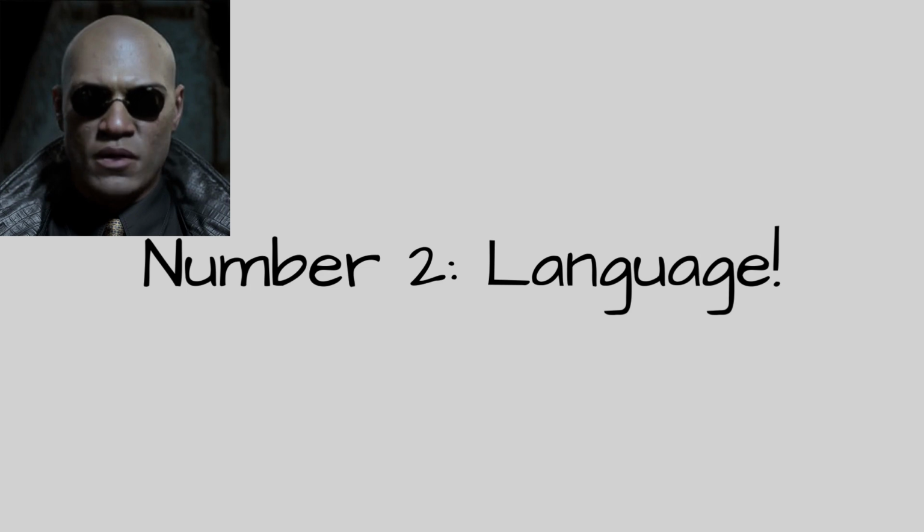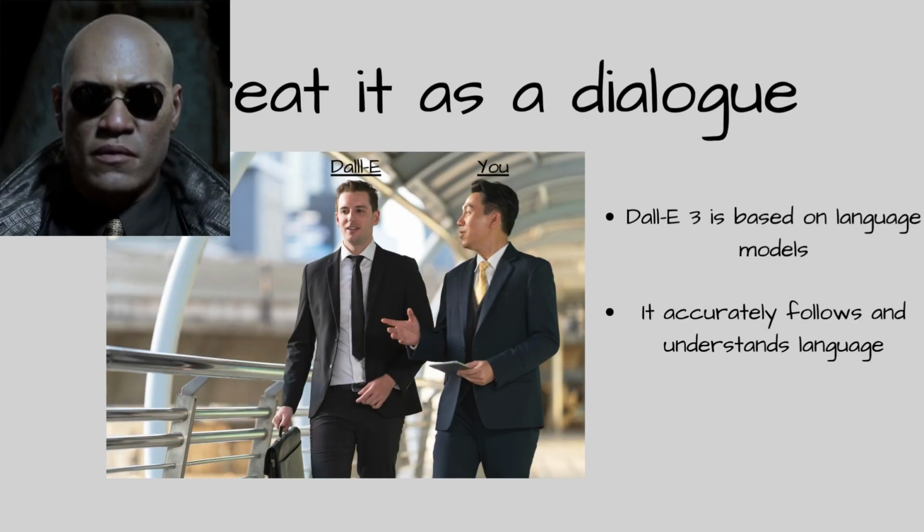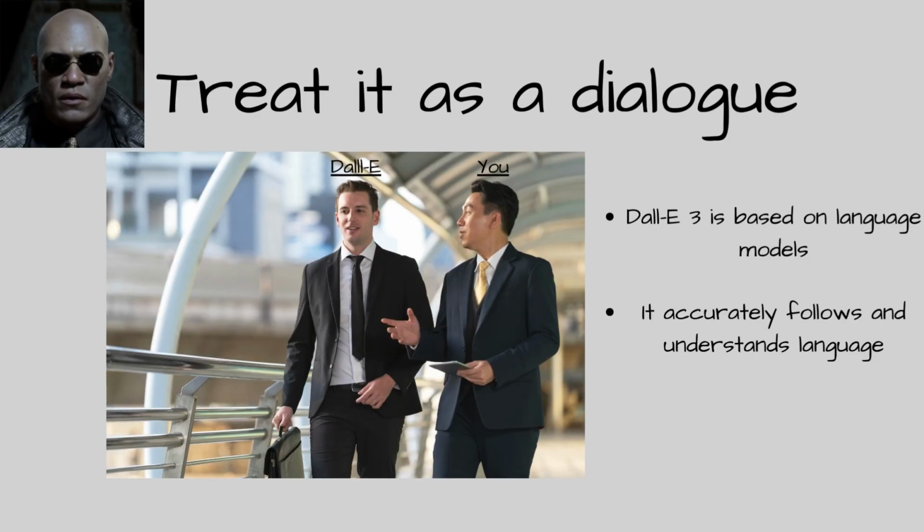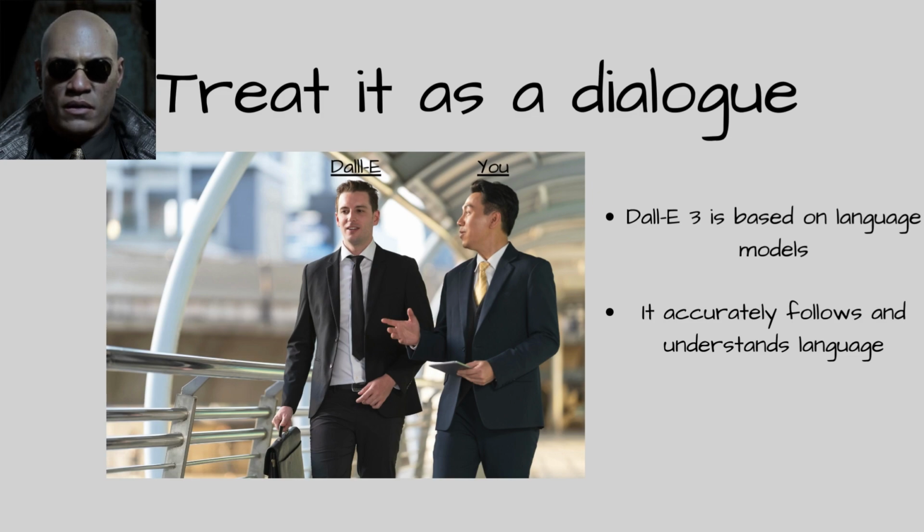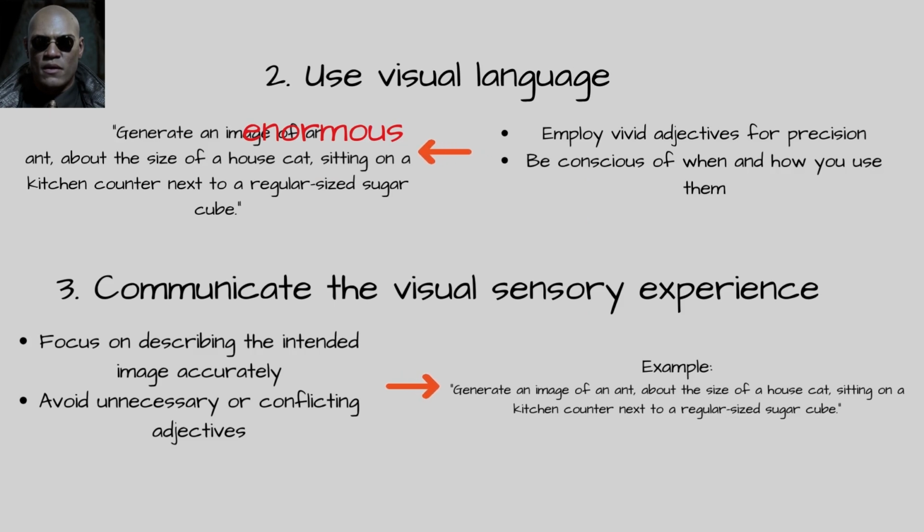Number 2, language. People forget DALL-E 3 is partially based off language models, giving it the ability to take in language and accurately follow it out so well. So in this way, I suggest thinking about it more as an active dialogue, taking into account the visual language you use. It helps out a lot here, specifically using vivid adjectives, which gives the most precision, for good or bad. So the best practice is to be conscious of when and how you use them.